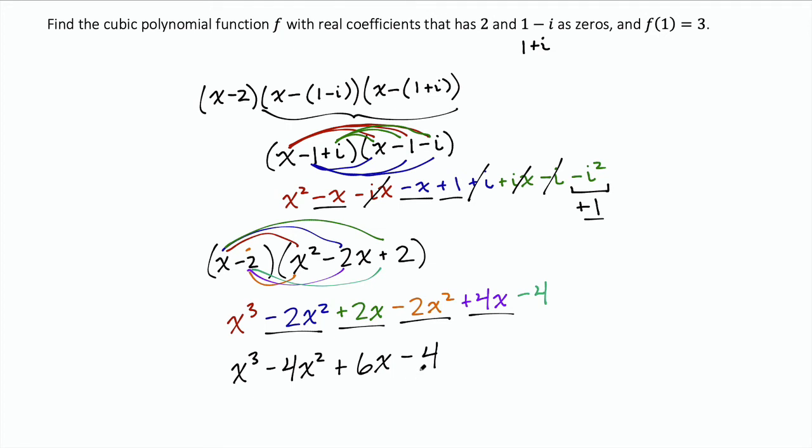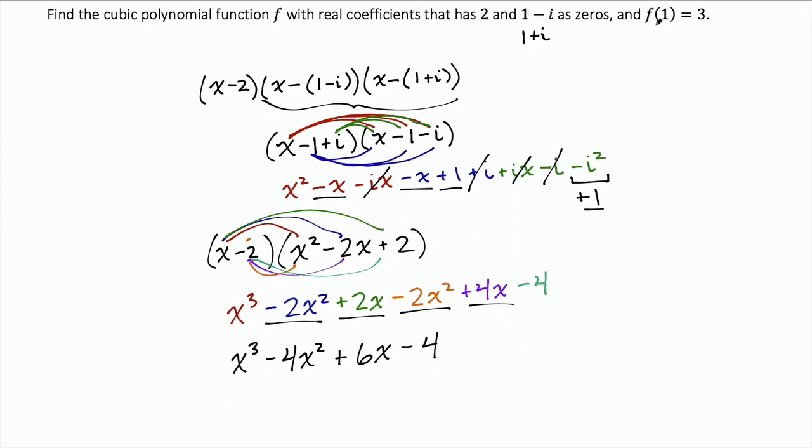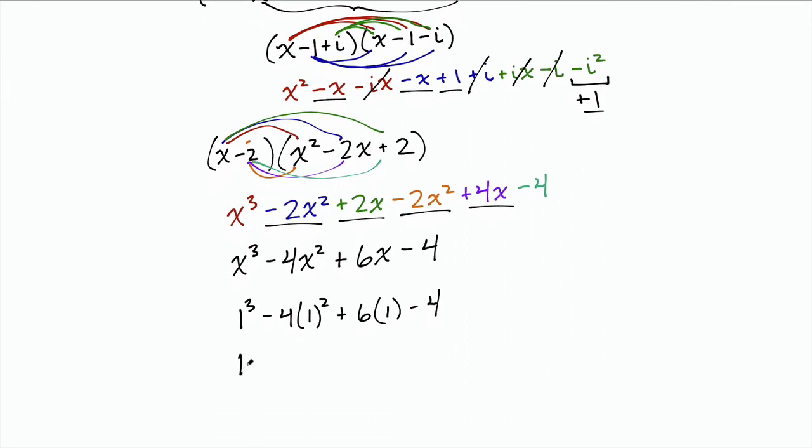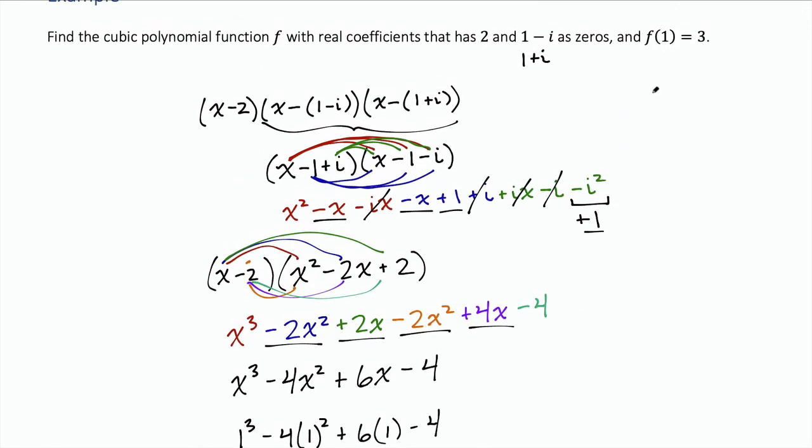This is a polynomial that has the given zeros, but we want to see if it has f of 1 equals 3, because it might not. Let's see what happens when we plug 1 in: 1 cubed minus 4 times 1 squared plus 6 times 1 minus 4. We get 1 minus 4 plus 6 minus 4. 1 minus 4 is negative 3, plus 6 is 3, and minus 4 is negative 1. So right now, when we plug 1 in, we get negative 1, but we actually want to get 3.